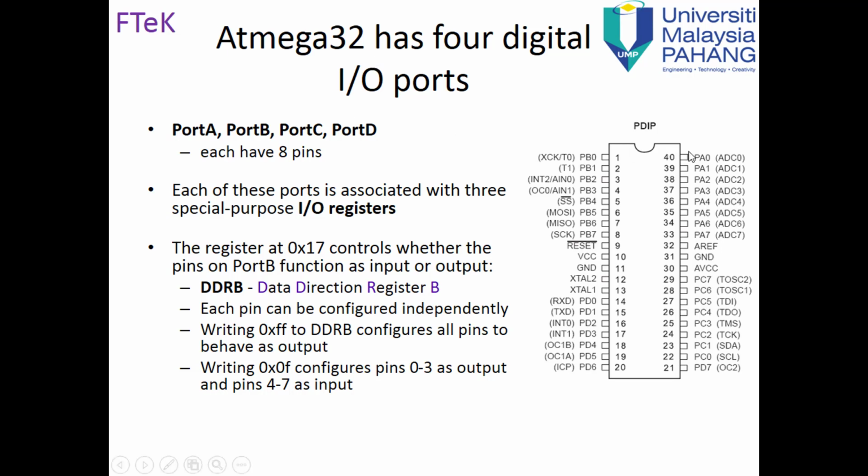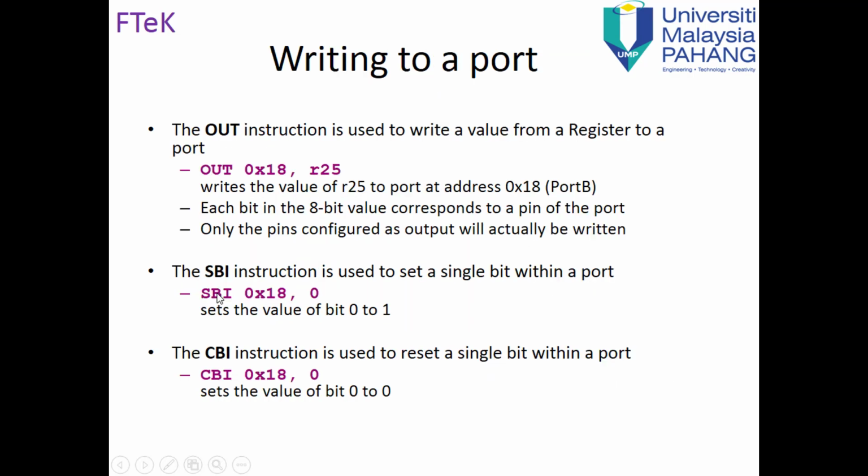As you see here, everything is inside this chip, so we access the ports through these pins. To decide the direction, whether the pin is input or output, we need the register DDRB. Then, for writing to a port, we don't write directly to the pin. There is a register, we write to it, and this register is connected to the pin. If you want to read the value, whether it's 0 or 1, you take it from this register. The OUT instruction is used to write a value from a register to the port.